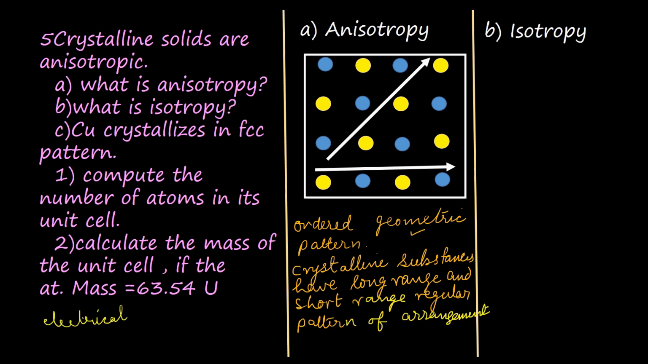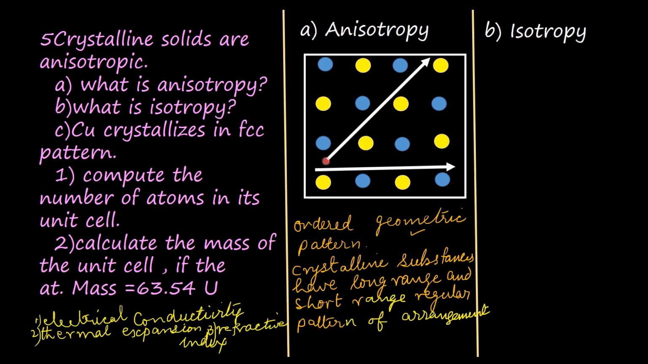When certain properties like electrical conductivity, thermal expansion and refractive index are measured along different angles of the crystals, the crystalline substances show certain differences in the values obtained. Say for example, along this line that is diagonal, or say along the horizontal line. Such values show variation. This property of crystalline substances is called anisotropy. Such substances are called anisotropic substances.